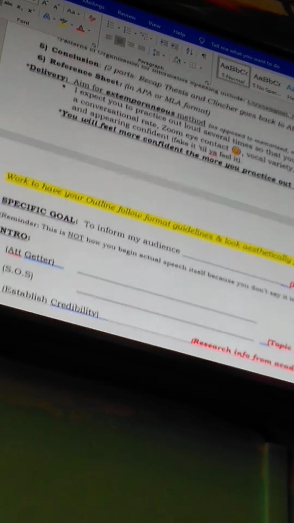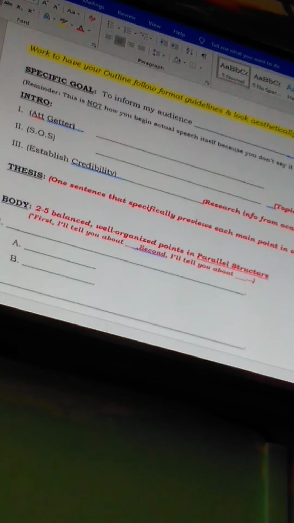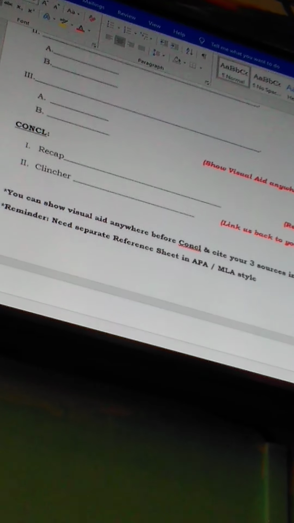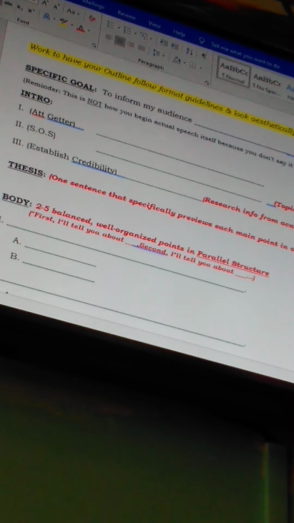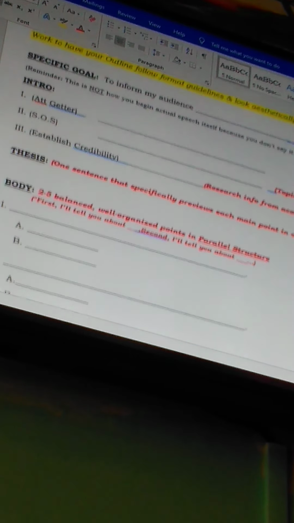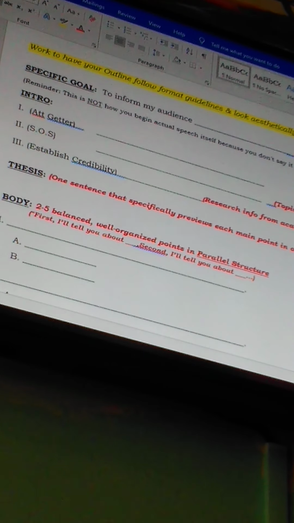Obviously, the more you practice, the more confident you'll feel. So this is what the outline is going to look like. And as you know, this is up on Blackboard. So if you want to type over mine, and if you want to remove all my parts of the underline and the red and the yellow, feel free. Everything in parentheses you'll take out.